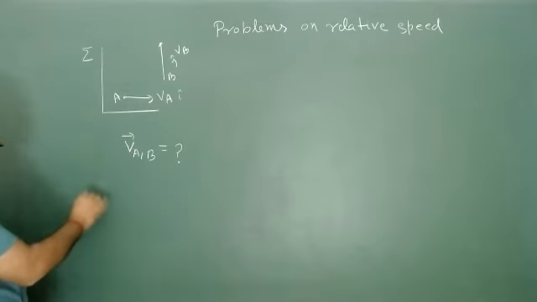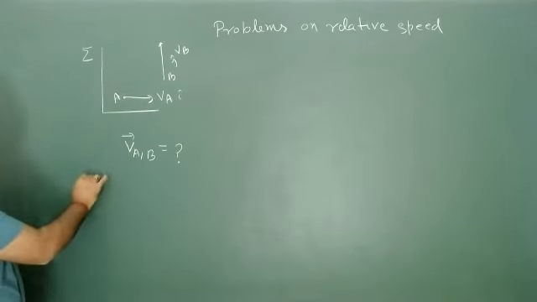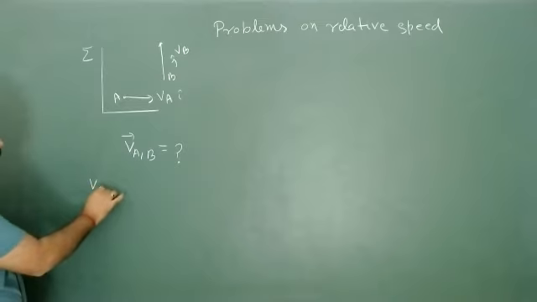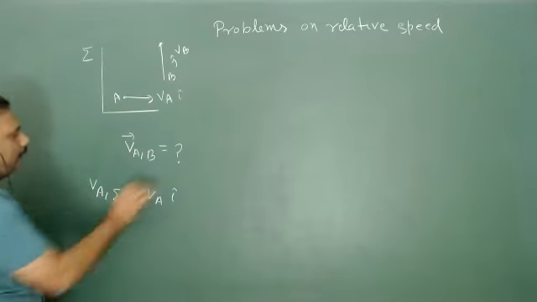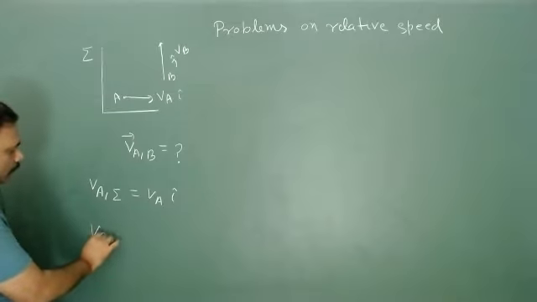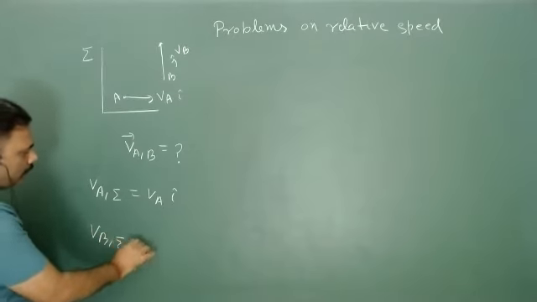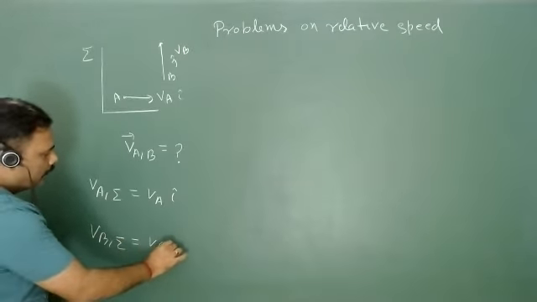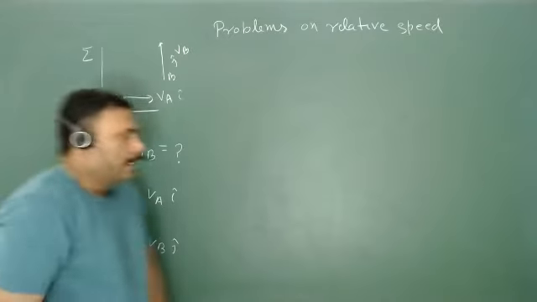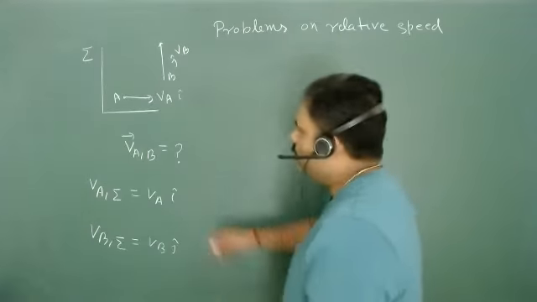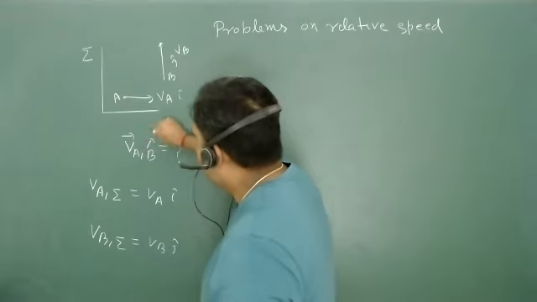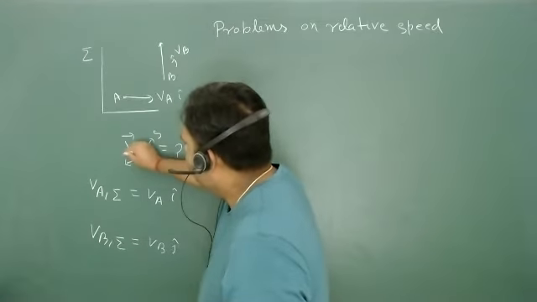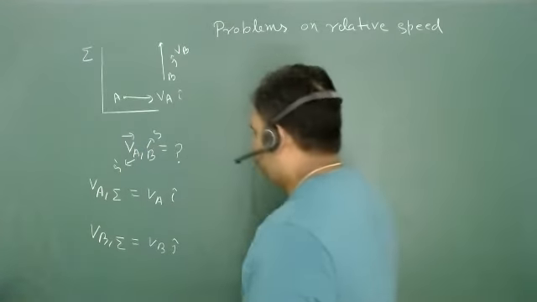all this information: the velocity of A with respect to sigma is VA in the i cap direction, and the velocity of B with respect to sigma is VB in the j cap direction. And obviously, we have to calculate the velocity of A with respect to B. So I can say this is my S frame, and this will be my S dash frame.